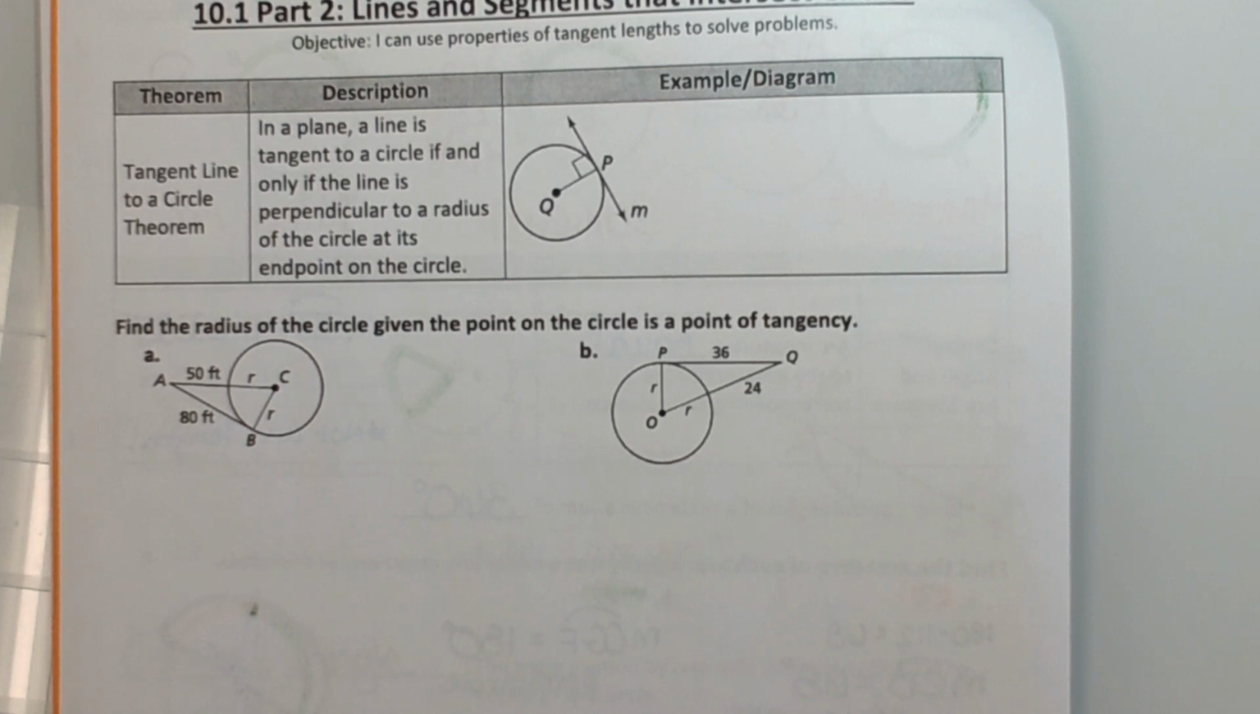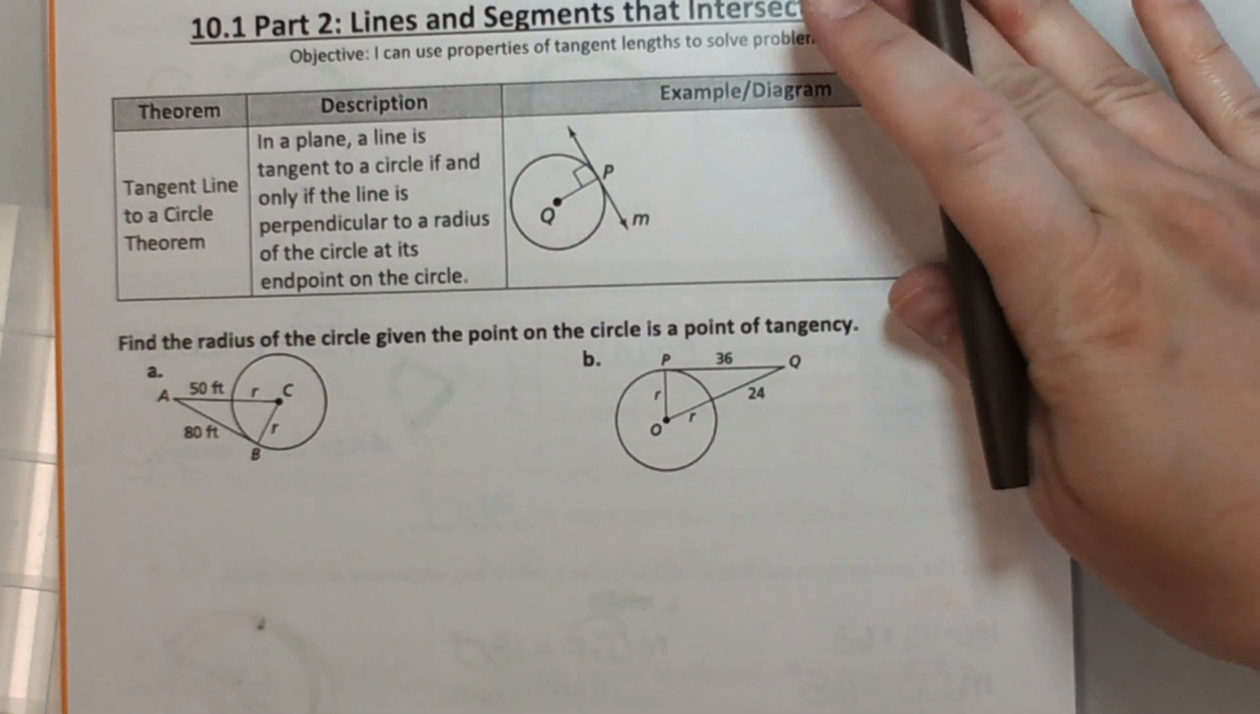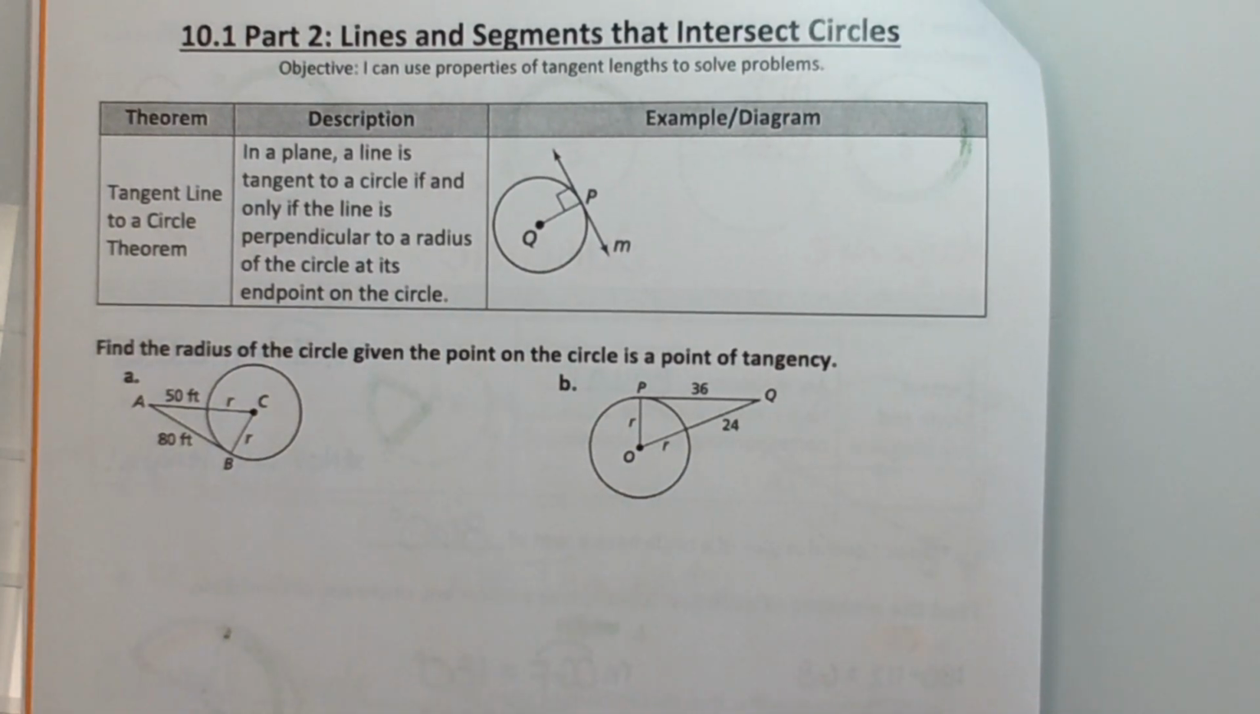So, today we're introducing our first true theorem. I introduced some key concepts to you yesterday that are going to be things that we use throughout the chapter. But this is our actual first theorem. And it states that in a plane, a line is tangent to a circle if and only if the line is perpendicular to the radius of the circle at the endpoint on the circle. Essentially, and before we get into this, what does it mean if I say if and only if?